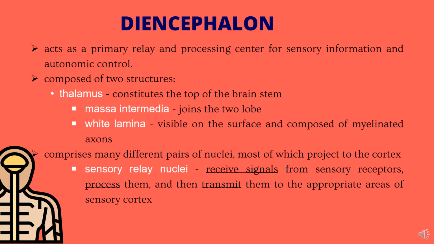Visible on the surface of the thalamus are white lamina layers that are composed of myelinated axons. The thalamus comprises many different pairs of nuclei, most of which project to the cortex.